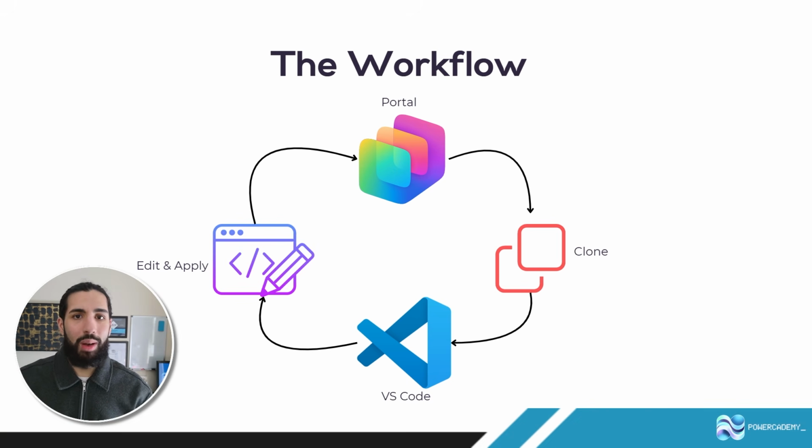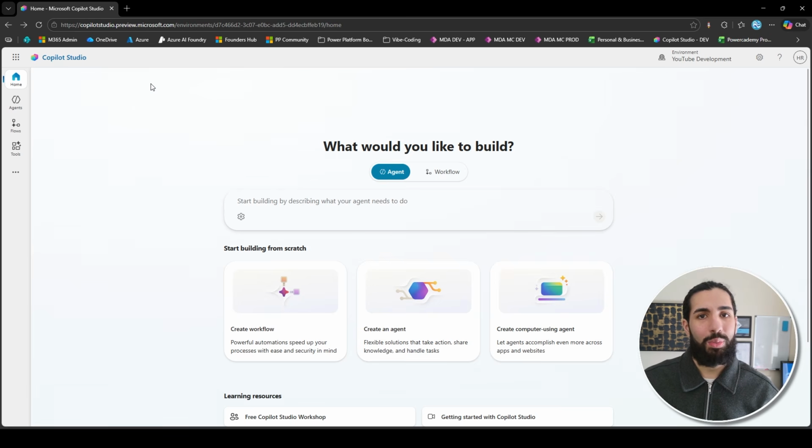So I'm going to show you how it looks to start from scratch, building an agent. I'm going to add a topic to that agent, and then we're going to move on to the next step. So let's go to the portal. Okay, so now I'm in my Copilot Studio portal. The first thing I'm going to do is build my agent from scratch.